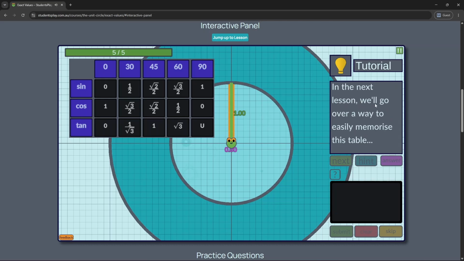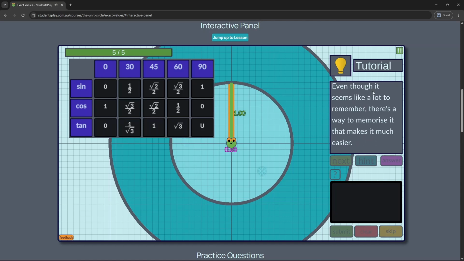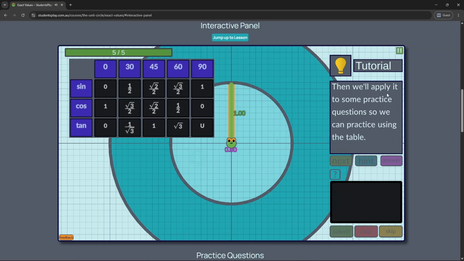In the next lesson, we'll go over a way to easily memorize this table. Even though it seems like a lot to remember, there's a way to memorize it that makes it much easier. Then we'll apply it to some practice questions. For now, let's let Mr. Frog rest.